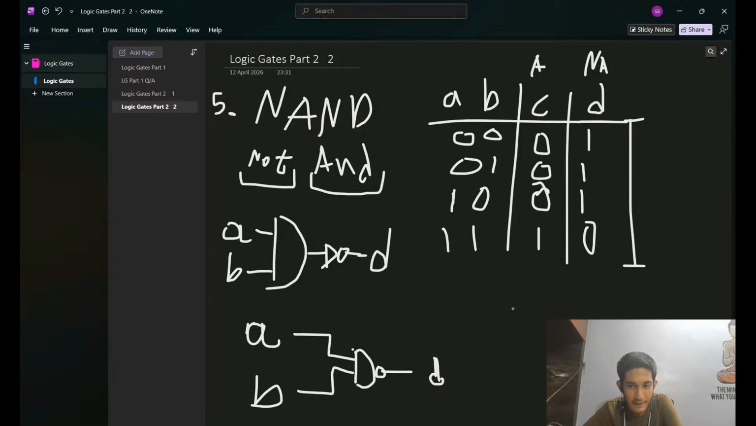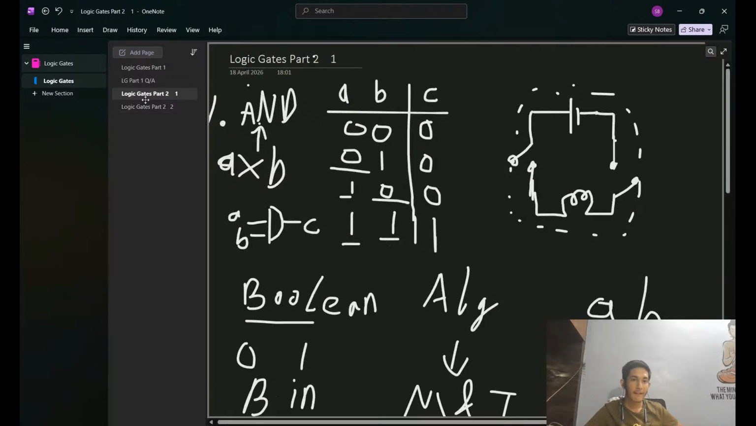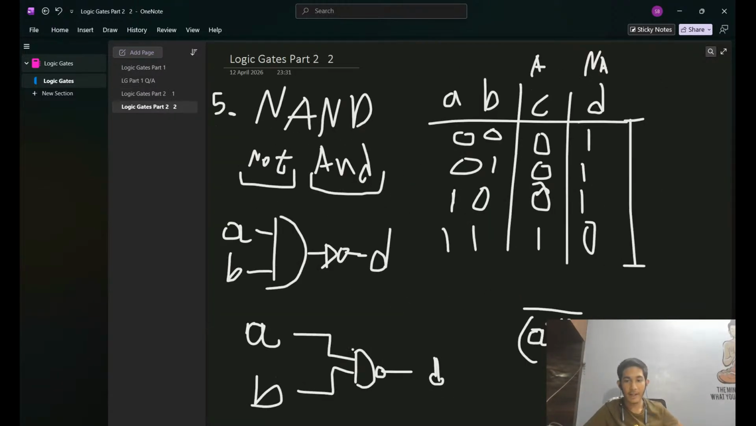Now, the NAND gate can be represented in Boolean logic as simply AND which has been inverted. Okay, so as you know, AB is the AND gate, as I'm showing here. So if you invert it, as given here by NOT, you get NAND.